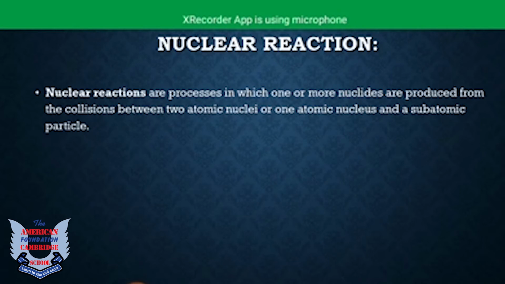Now let me tell you one more thing, that is isotope. Different atoms of an element which have the same number of protons but different numbers of neutrons in the nucleus are called its isotopes.